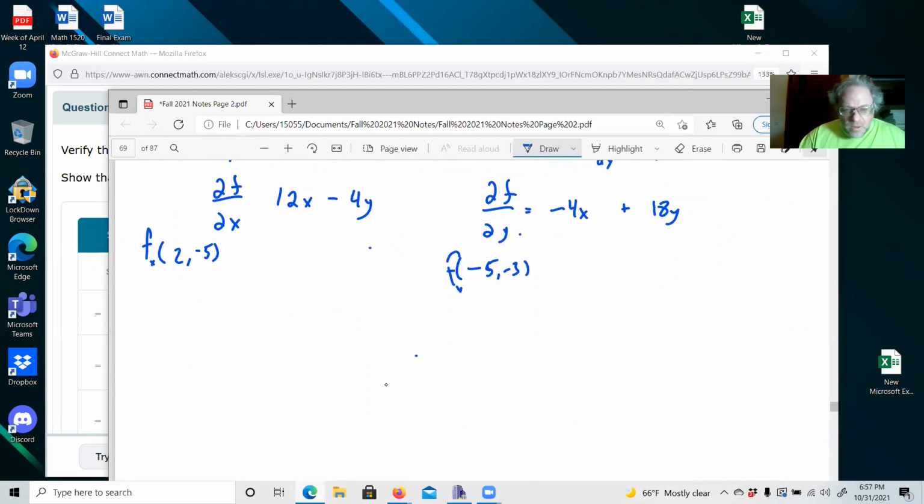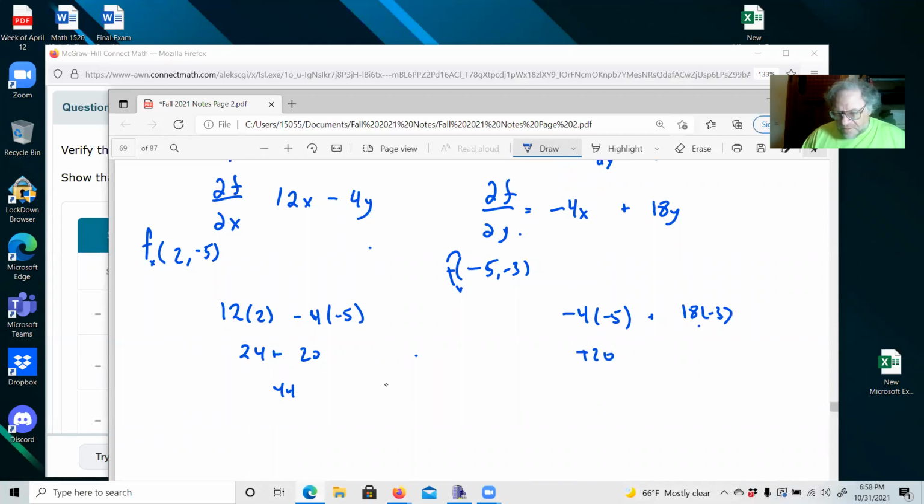Okay, so this is going to be 12 times 2 minus 4 times negative 5. This one here is going to be negative 4 times negative 5 plus 18 times negative 3. Okay, and we're just going to do the arithmetic. This is 24 plus 20, so we get 44. Here we have positive 20. 18 times negative 3, 18 times 3 is 54, so this is minus 54, so this is going to be negative 34. Wait, no, 48, so negative 28, and 44.